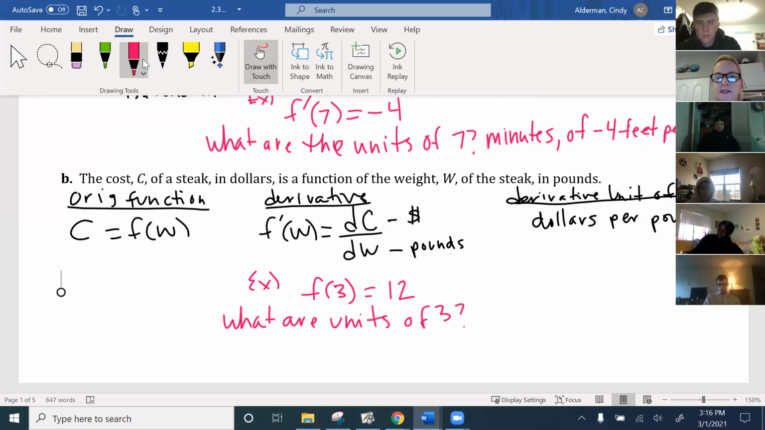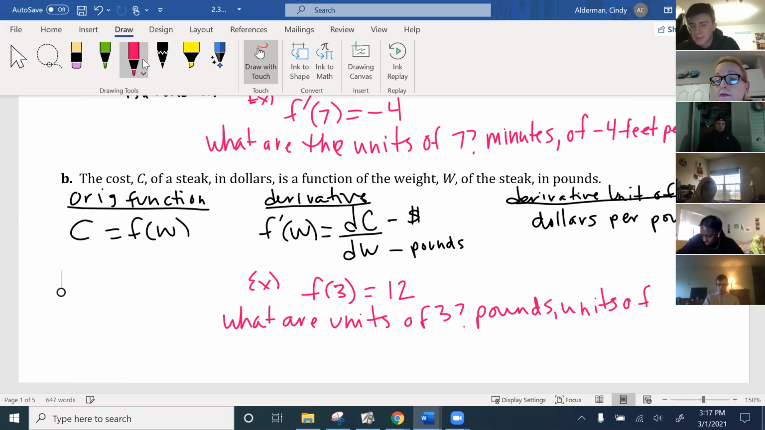What do you guys think? What are the units of that number 3? Pounds? Yeah, definitely. And then what about units of the 12? Now this isn't a derivative, so it is not a rate. So the units of 12 is just going to be dollars, not dollars per pound, right? Just dollars. Because it's not a rate.